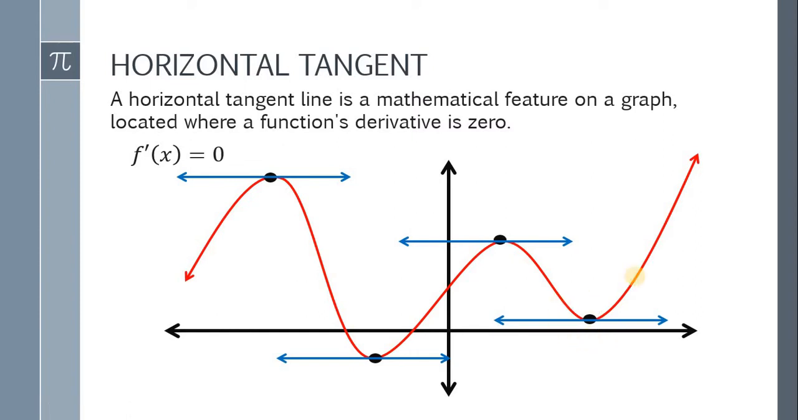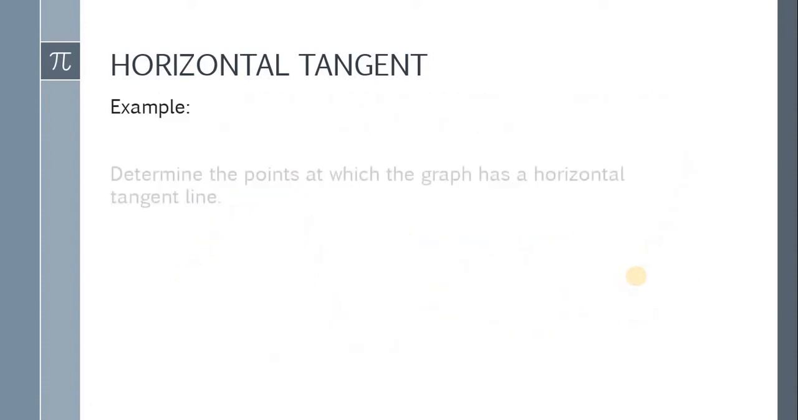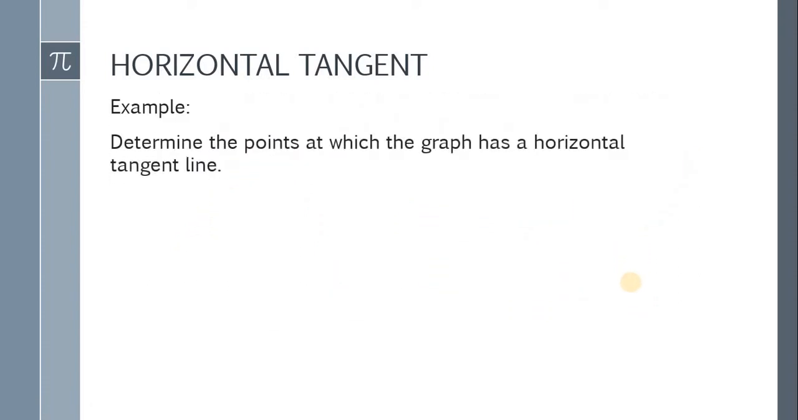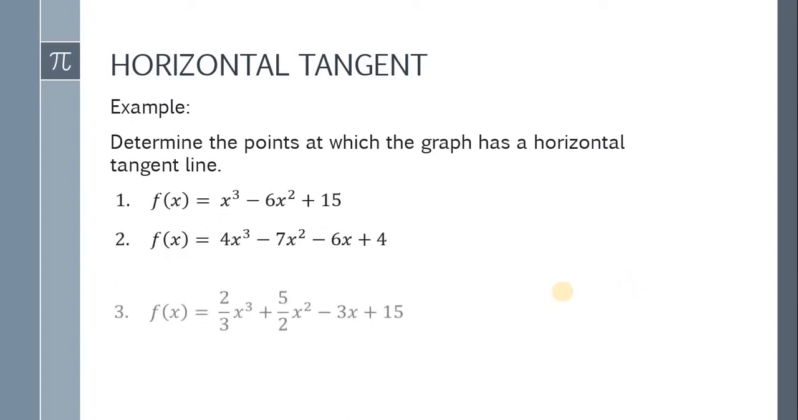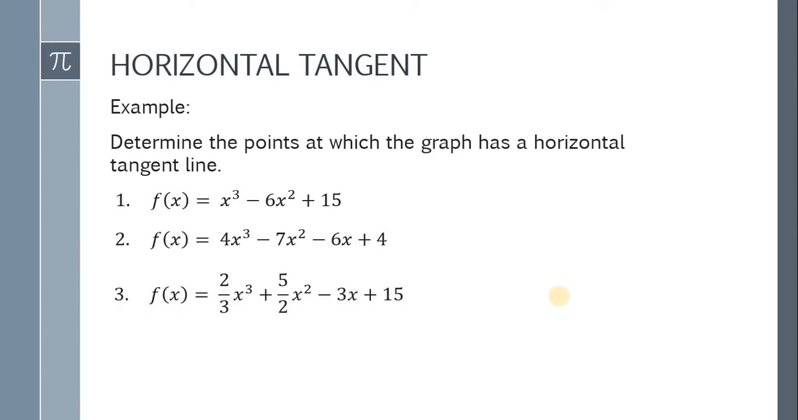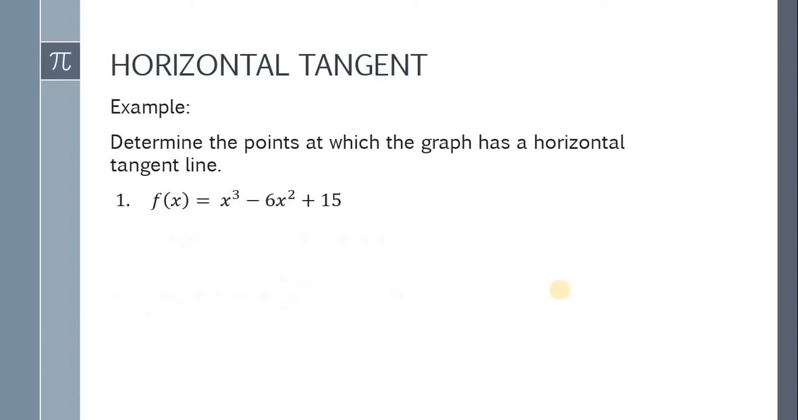Okay, so let's have some example. Determine the points at which the graph has a horizontal tangent line. So meron tayong tatlong example dito. Now, let's have the solution for number 1. Now, una, ang kailangan natin dito is kunin yung derivative and then equate to 0. Now, to find the derivative of f of x, gagamitin natin yung techniques on differentiation na topic natin last time.